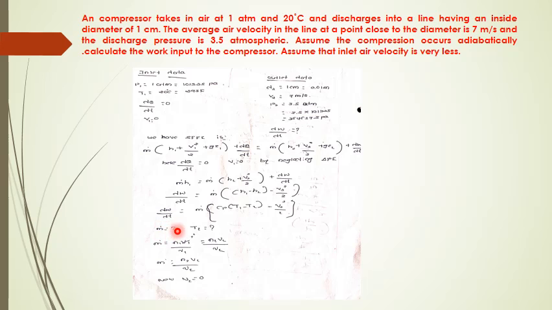Here we need to find out the mass flow rate and the temperature at the exit. If we can calculate the mass flow rate and temperature at the exit, we can easily find the work rate. So m dot, from the continuity equation, is A1 V1 by small v1, which is equal to A2 V2 by small v2. Here capital V is velocity, small v is specific volume. So m dot is A2 V2 by small v2.